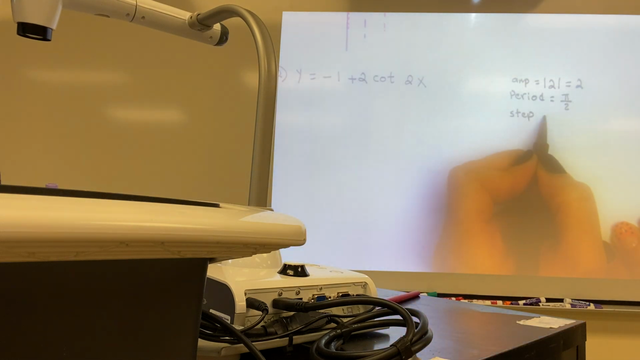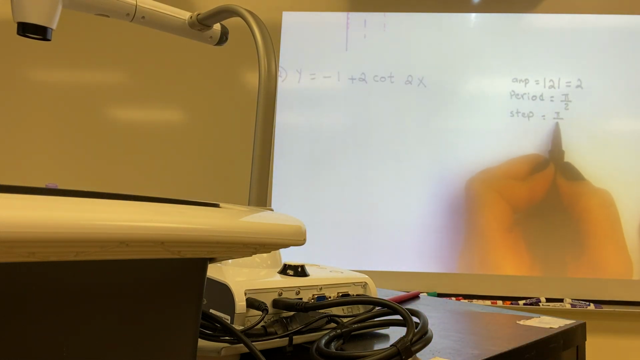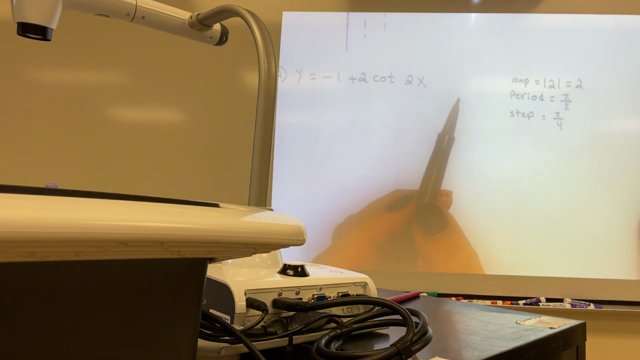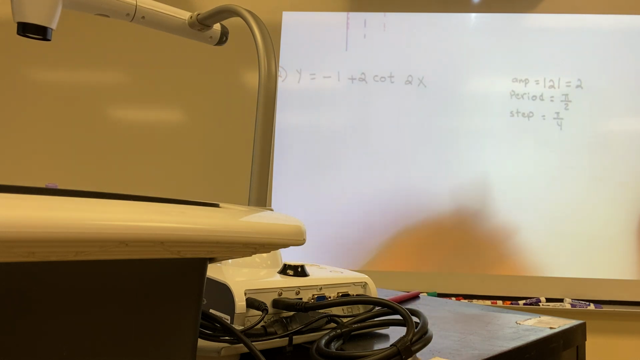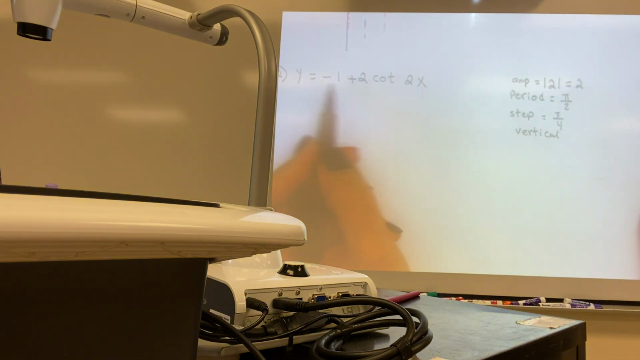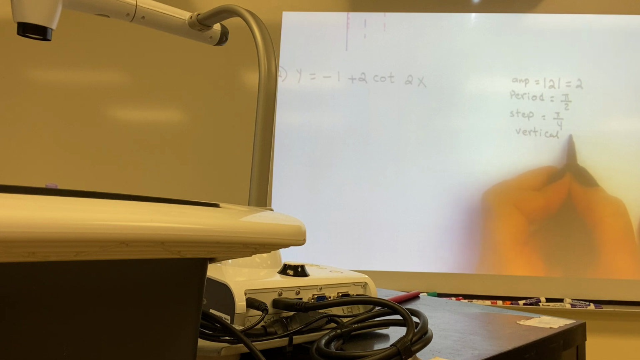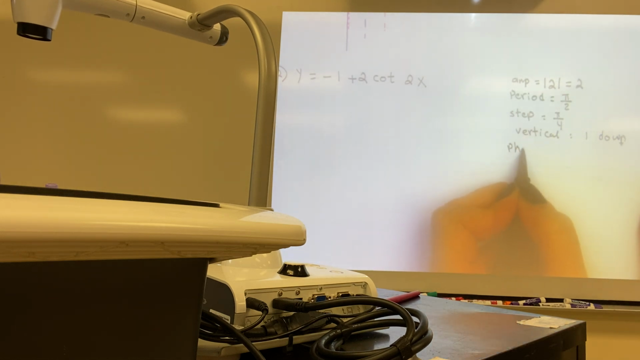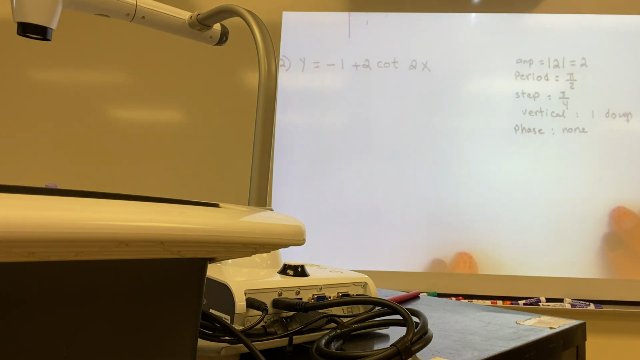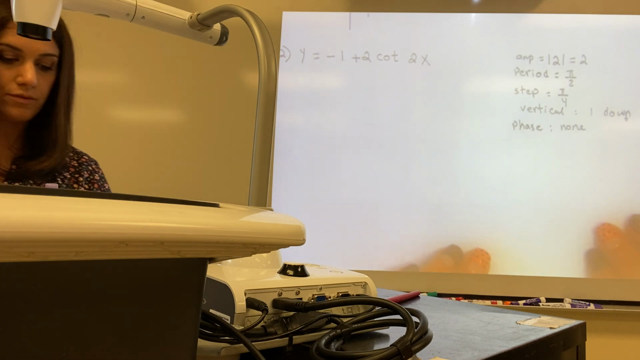Step is period divided by 2. That will be pi over 4. Remember, for tangent and cotangent, the step is the period divided by 2. Vertical shift, 1 unit down. And phase shift, no phase shift. I'll say none. Okay, let's graph this function.